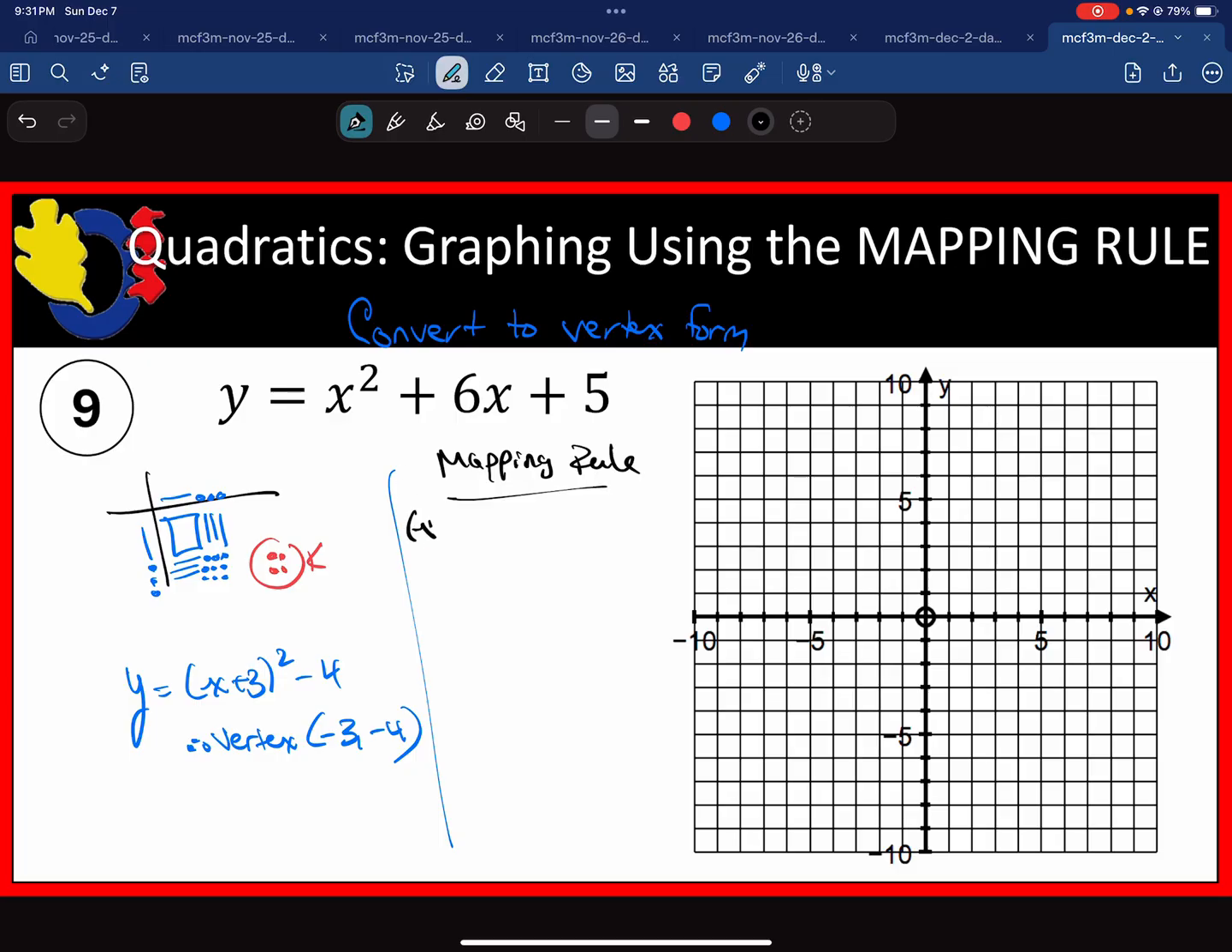So we have our general rule. So x minus 3, a is just 1, so y, and my k is negative 4, so minus 4. I'm just going to record all of my key points again.